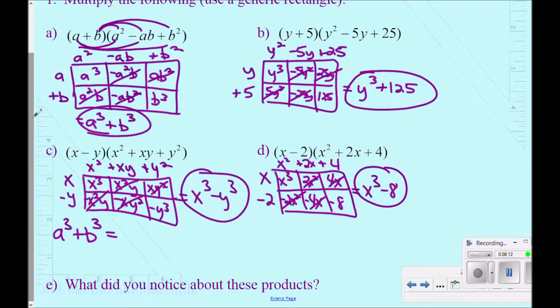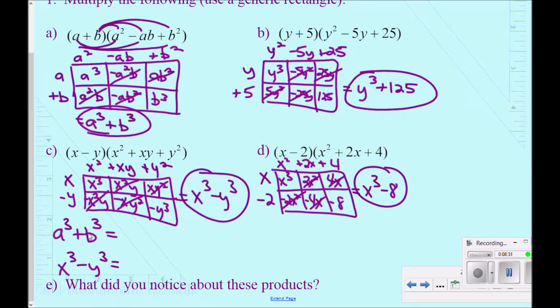And then same idea with the difference of cubes. This one's x cubed minus y cubed. If I start with that, how do I factor it? And so I told students to figure that out, figure out what patterns you're noticing.